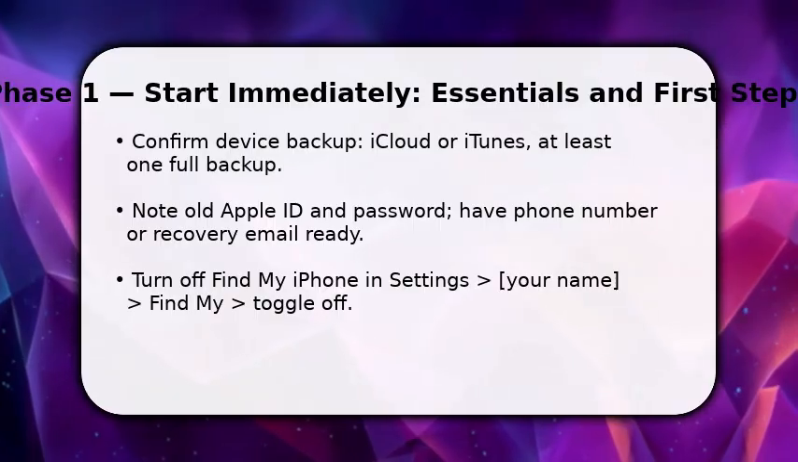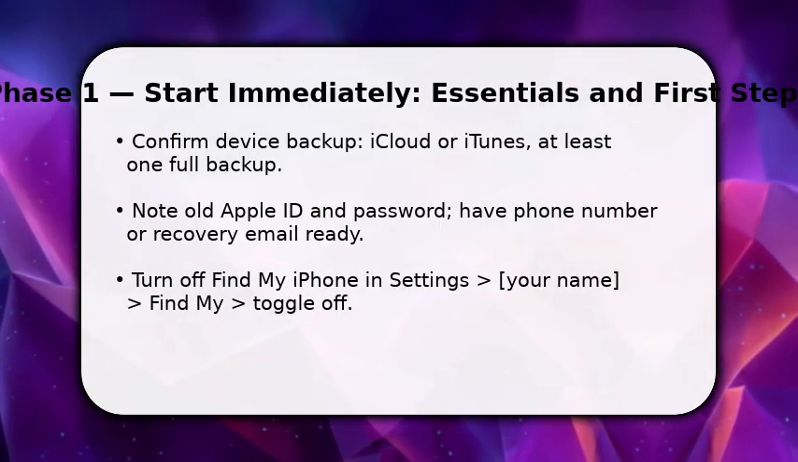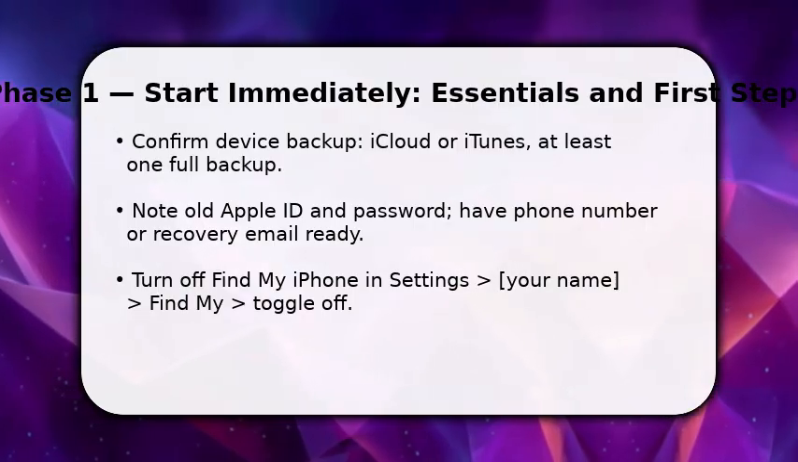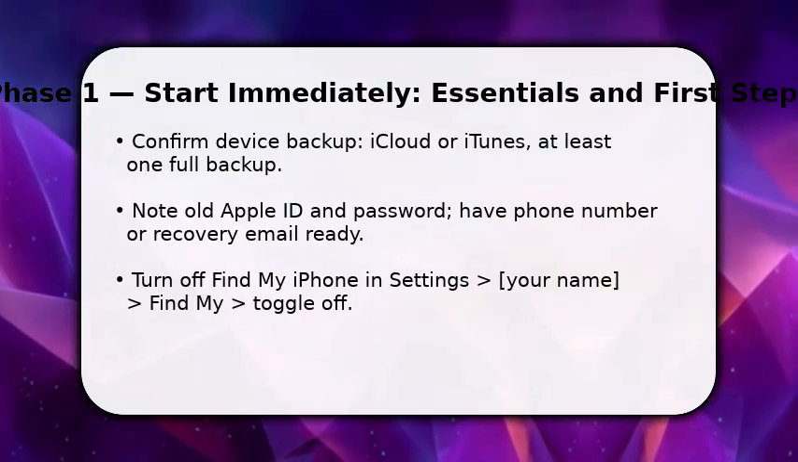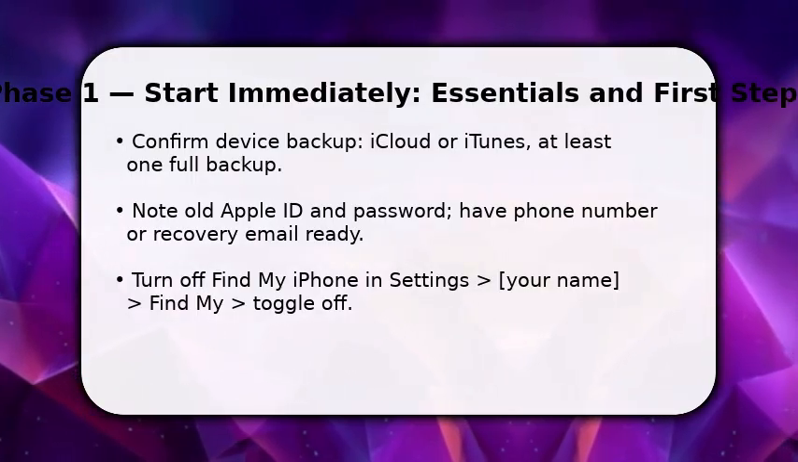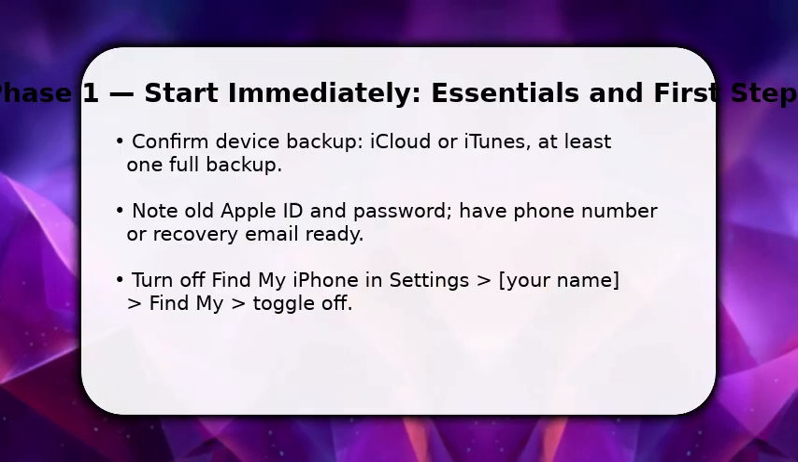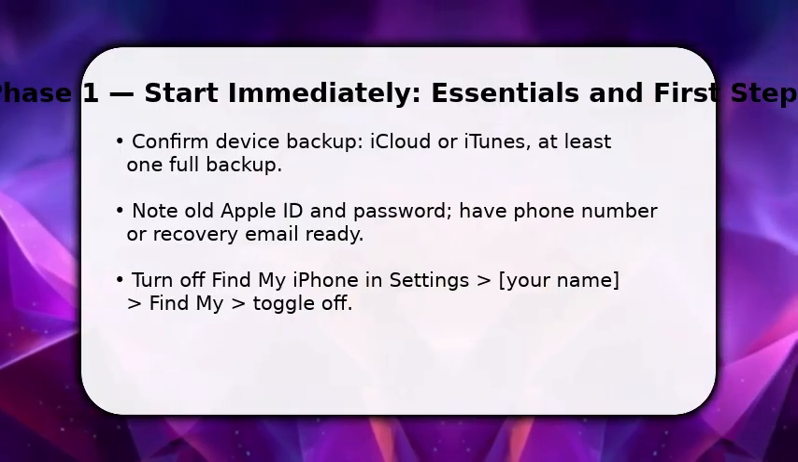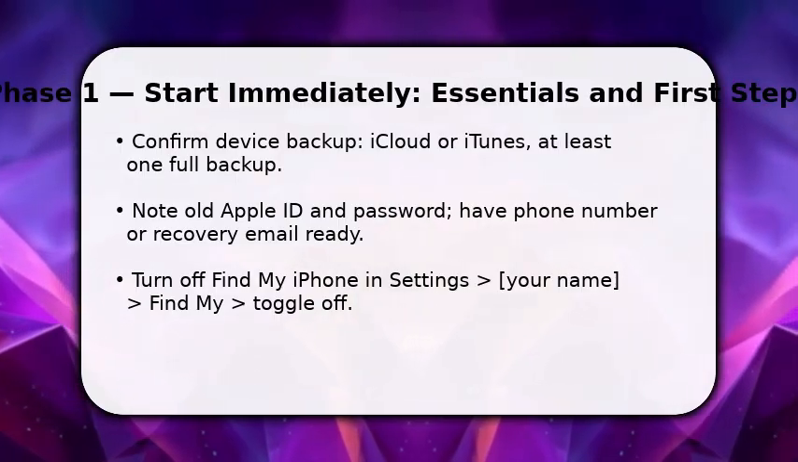You must turn off Find My iPhone before removing the account. Go to Settings, tap your name, select Find My, and toggle it off. If prompted, enter the Apple ID password to disable activation lock. This step prevents being locked out and allows account removal and transition to a new ID.